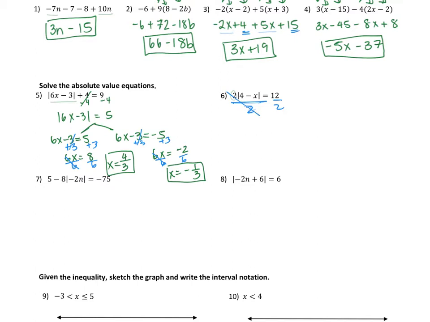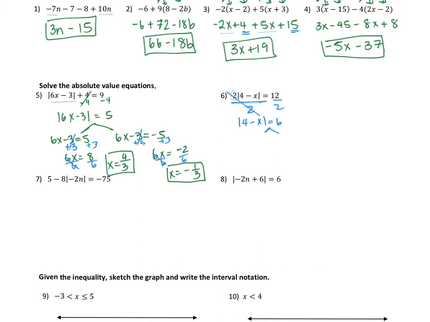Now, be very careful. A lot of people, when they see this 2 outside the absolute value, think of it as parentheses. Absolute values do not work as parentheses. Please do not distribute inside the absolute value sign. You've got to divide that off and then try to get the absolute value by itself. So here we go. 4 minus x equals 6 after we've divided.